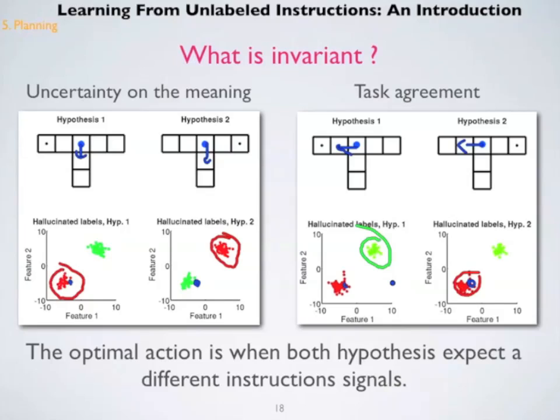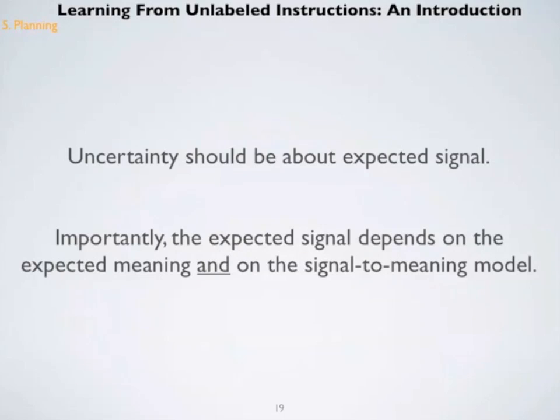The idea is not usual in current research lines and is tightly linked to the kind of problems we are facing here, where both the task and the signal model are unknown at the start. To summarize, uncertainty is here about the expected signals that each hypothesis, each oracle, would predict. But importantly, this signal still depends on the expected meaning, plus the signal-to-meaning model, or meaning-to-signal model to be more specific. It should be quite clear at this point, this idea of uncertainty about the expected signal, but let me draw a few additional diagrams to convince you of this in another way.